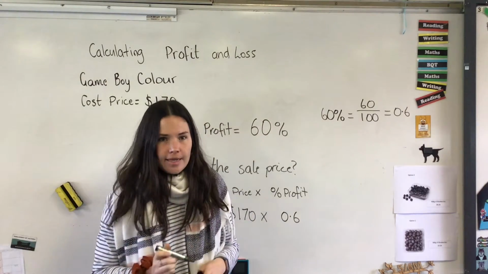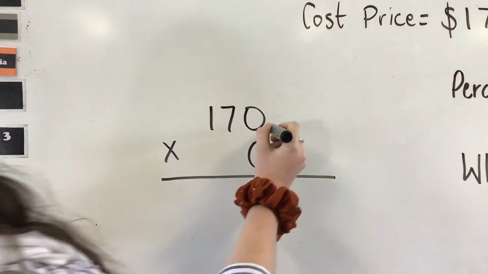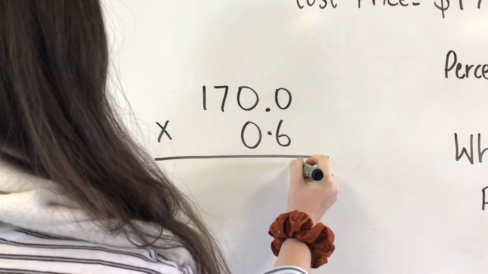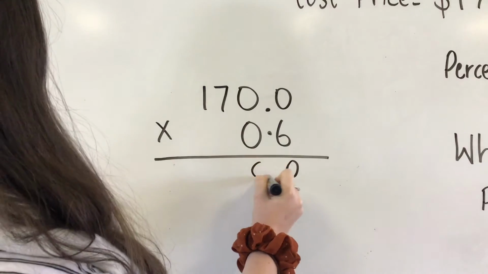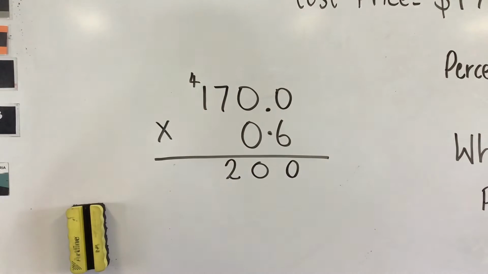And pop my times sign in there. My next step is to calculate 170 times 0.6. Notice how I've set up my numbers in their place value columns. I'm also going to pop in the decimals for 170 just so I don't forget any of my numbers. So 6 times 0 is 0. 6 times 0 is 0. 7 6s are 42, so I'm going to put my 2 down there and carry my 4 up into my hundreds place. Now I know 6 times 1 is 6, and then I add on my 4 is 10.